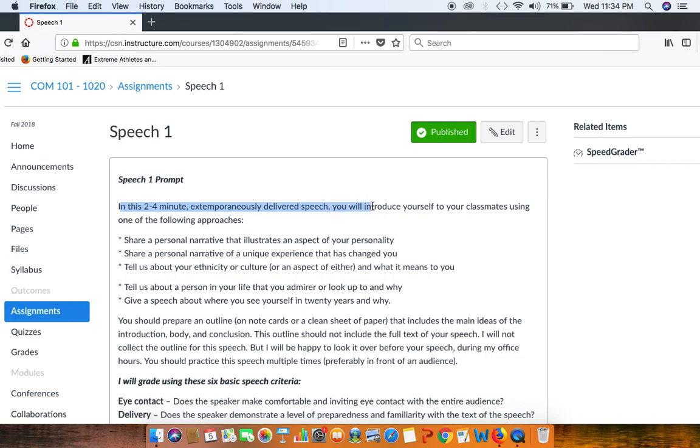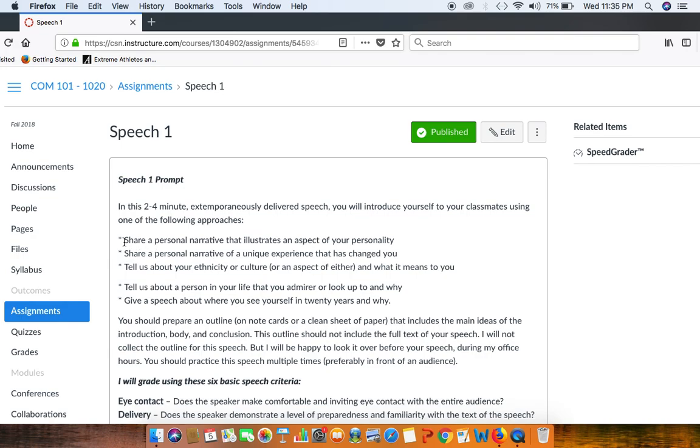You will introduce yourself to your classmates using one of the following approaches. So there's 5 options here. You want to pick one option. Don't try to do 2 options. Don't try to do too much at once. You only have enough time to be short and concise with one of these options.